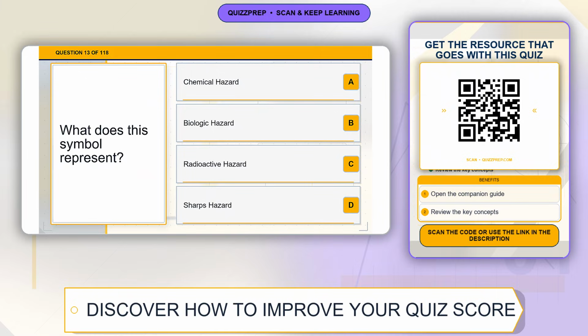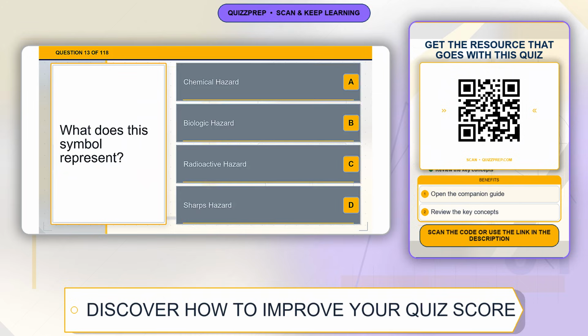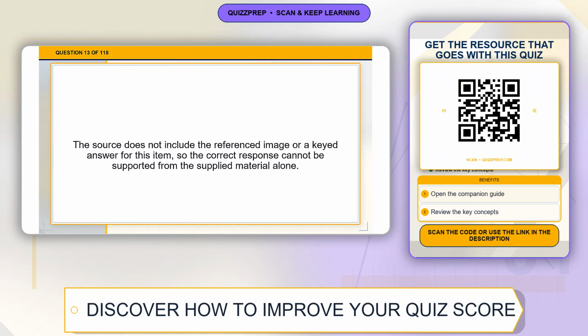Question 13. What does this symbol represent? Option A, chemical hazard. Option B, biologic hazard. Option C, radioactive hazard. Option D, sharps hazard. The correct answer is not shown. Explanation: the source does not include the referenced image or a keyed answer for this item, so the correct response cannot be supported from the supplied material alone.